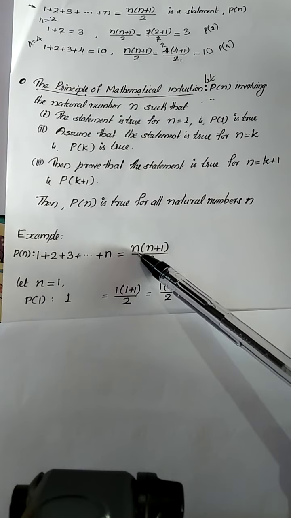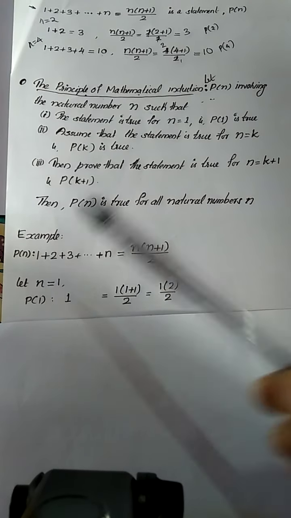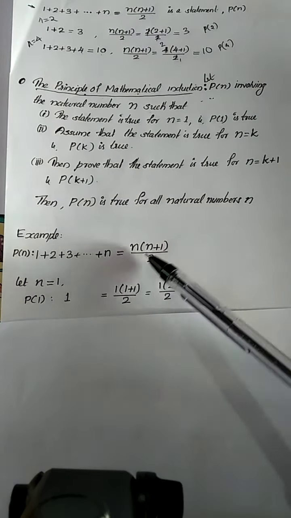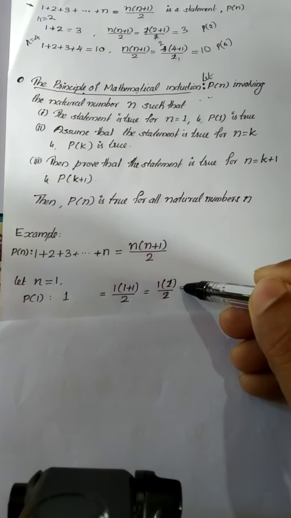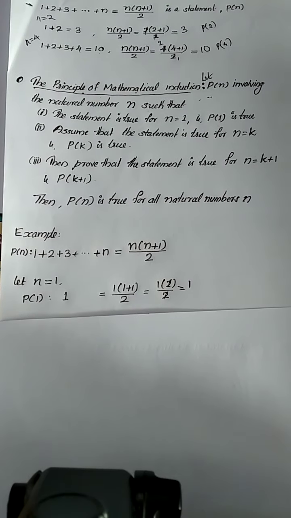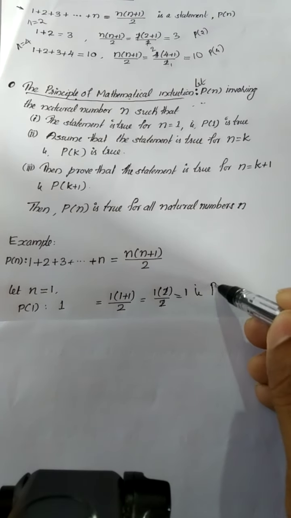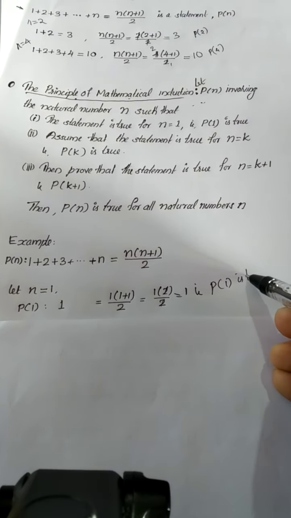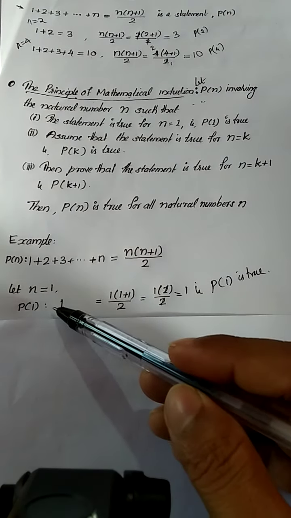So letting n equal to 1, what will you get? The left side is 1. The right side is 1 into 1 plus 1 divided by 2. So this 1 plus 1 is equal to 2, so 2 divided by 2. We can cancel these 2's and we will get 1. So P of 1 is true, because the left side is 1 and the right side we got 1.